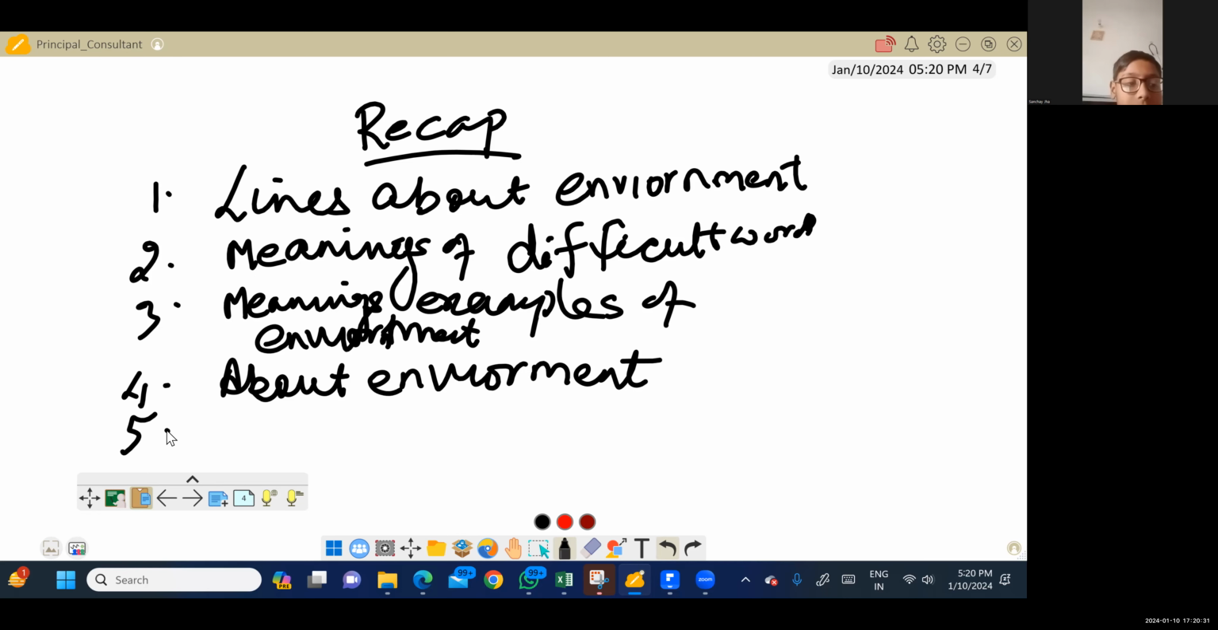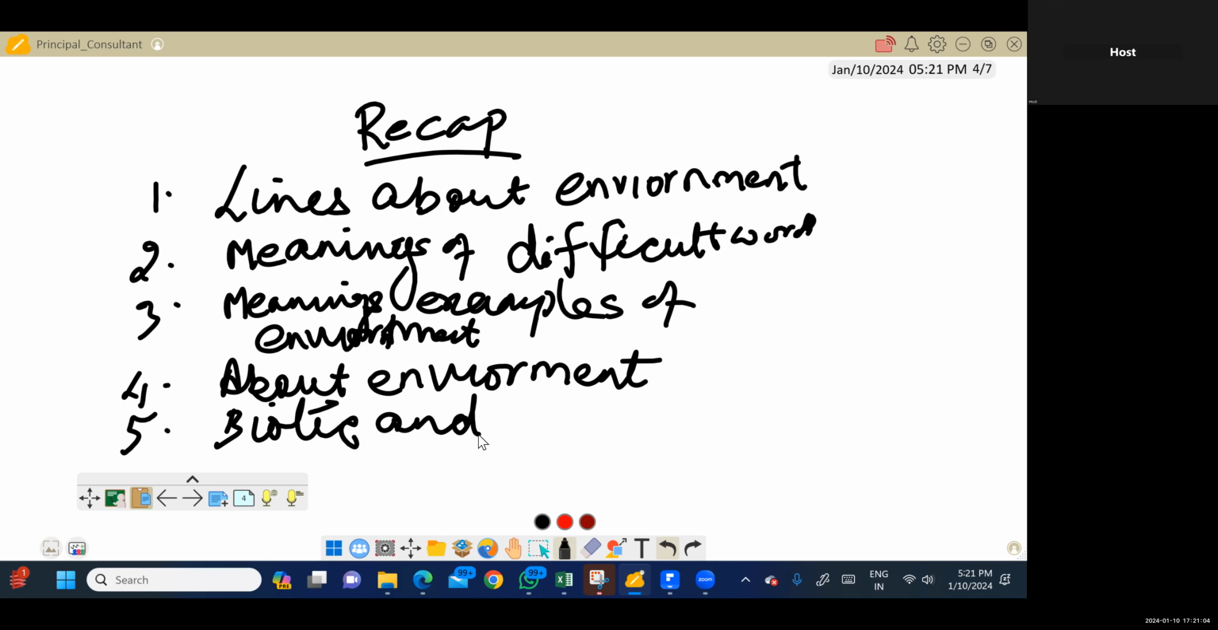मैं एक चीज सुनना चाह रहा हूँ, अभी तक किसी ने बोला नहीं है। एथिका, ओके, यू हैव डन एथिका। व्हाट हैव यू ओके। विदिशा। यस सर। व्हाट डिड वी लर्न, सर? वी लर्न अबाउट मीनिंग ऑफ वर्ड्स एंड स्पीक 7 to 8 लाइंस अबाउट एनवायरनमेंट एंड टॉक अबाउट बायोटिक एंड एबायोटिक। ओके, बायोटिक एंड biotic.